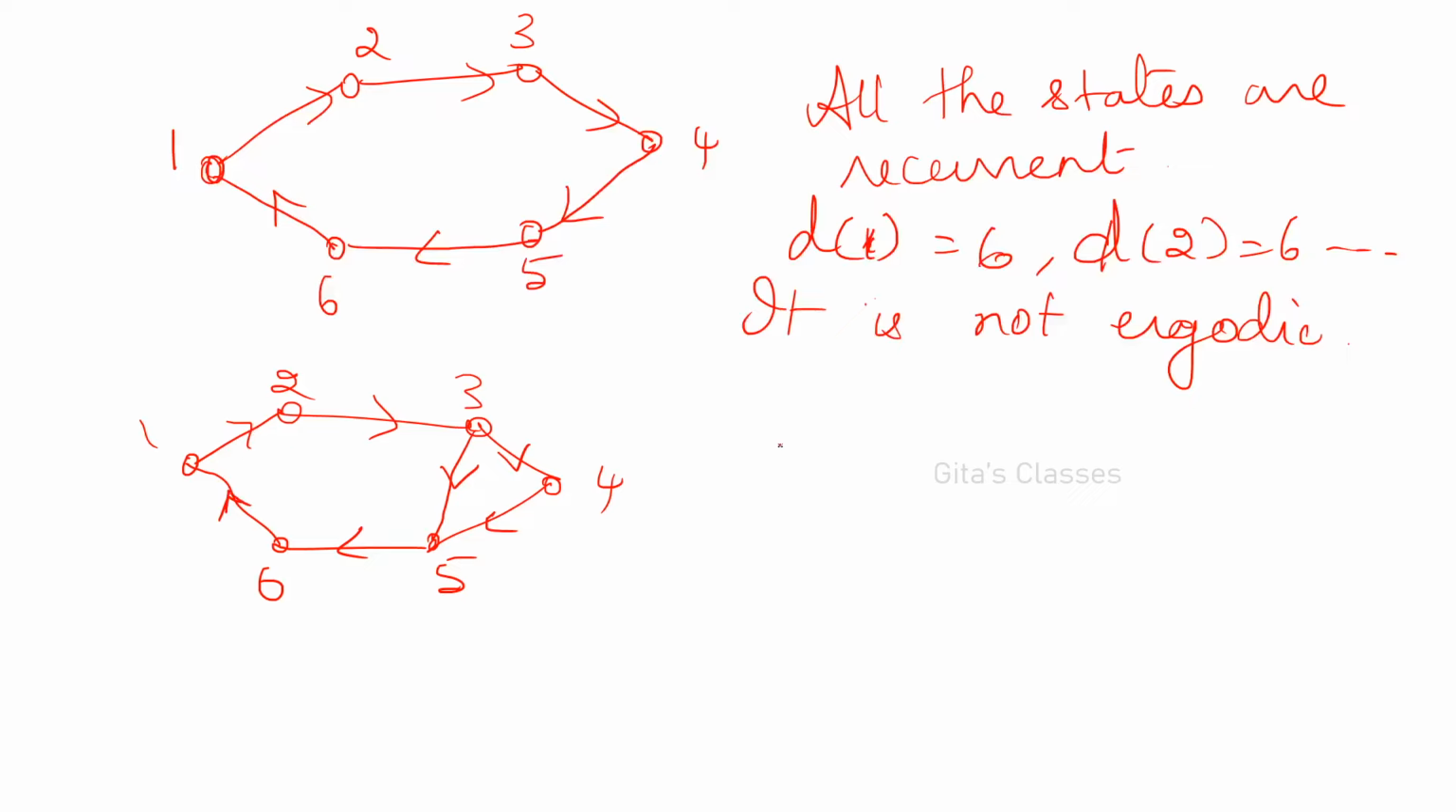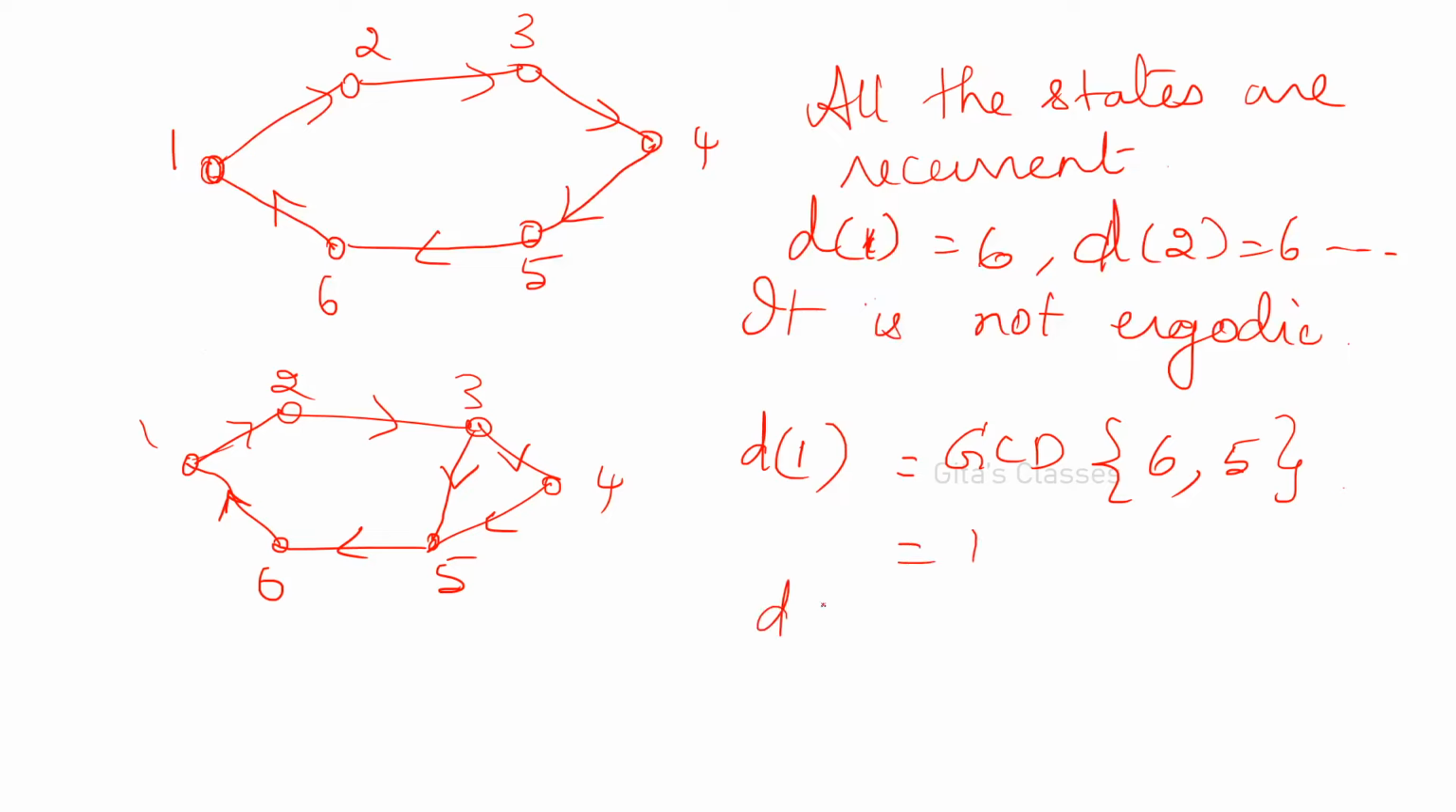Now if you consider 1, what about the period of 1? See, 1, 2, 3, 4, 5, 6, that is the previous one, right? So GCD of, it is not only 1, so GCD of 6. Now again I can take this route also. 1, 2, 3, 4, 5, isn't it? So it is GCD of 5 comma 6 is 1.